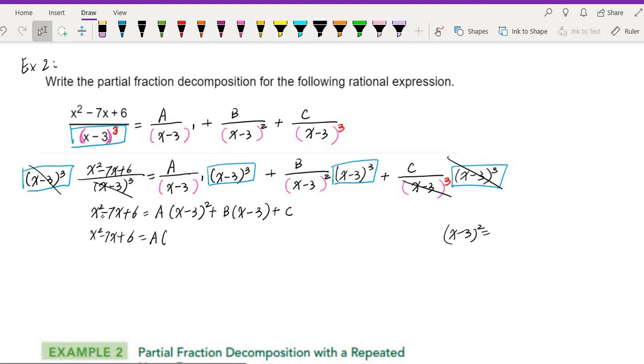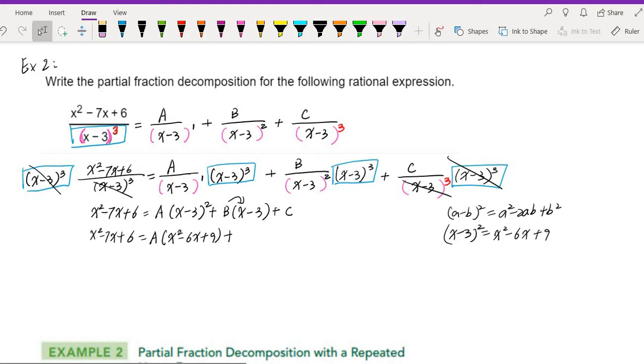Okay, you can use (a − b)² = a² − 2ab + b², or some of you like to use the FOIL method, you can do that too. So we're going to have x² − 6x + 9. Write this down over here: x² − 6x + 9.